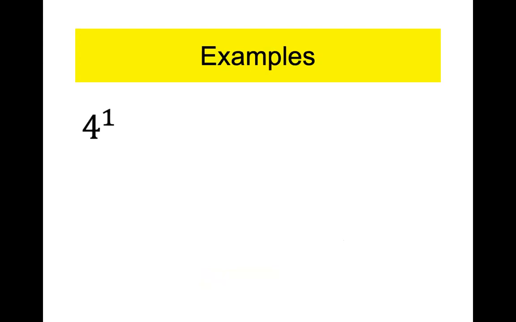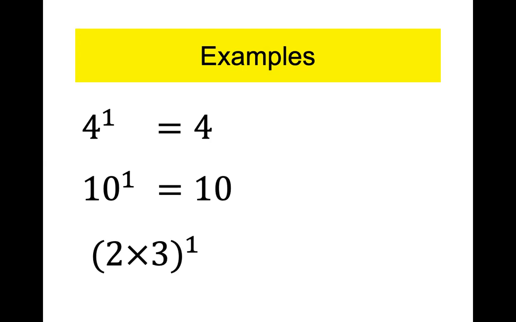Let's see some examples. What is anything to the first power? Itself. So therefore the answer is 4. What is anything to the first power? Itself. So the answer is 10. What is anything to the first power? Itself. So that's 2 times 3, which is in this case 6.